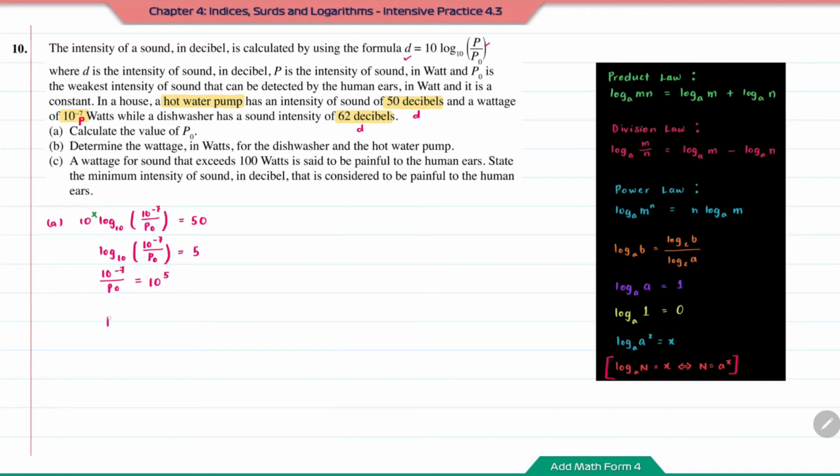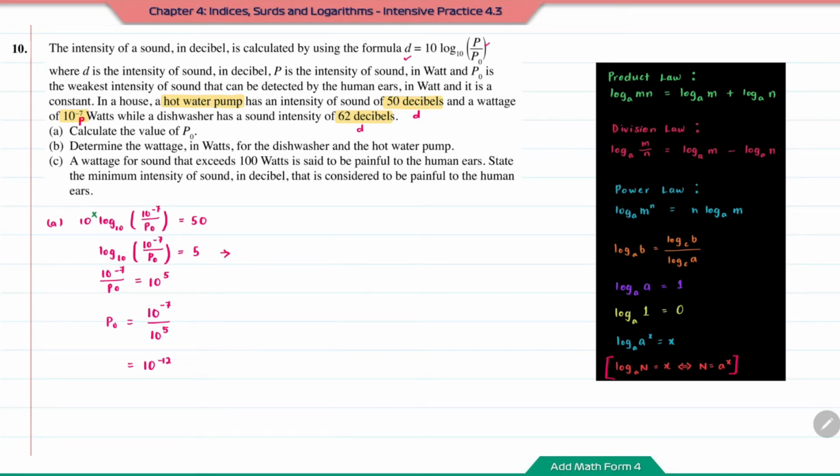So P0 later on is equal to 10 to the power of negative 7 divided by 10 to the power of 5. So still remember the indices. When you have the same base and this is division, then we can just minus the power. So here is going to be 10 to the power of negative 7 minus 5. So it's going to be 10 to the power of negative 12.